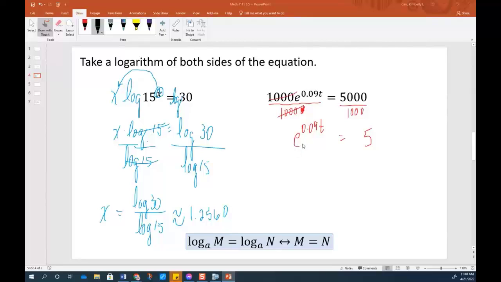However, since it's in base e, I am choosing to take an ln of both sides. The reason I want to take an ln of both sides is, if you remember, this one is in base e, and so those bases are the same. And if the bases are the same, then essentially this entire left-hand side just equals that 0.09t. So 0.09t equals ln of 5. And then to get t isolated, I can divide both sides by 0.09.